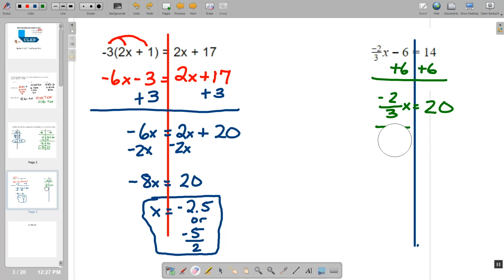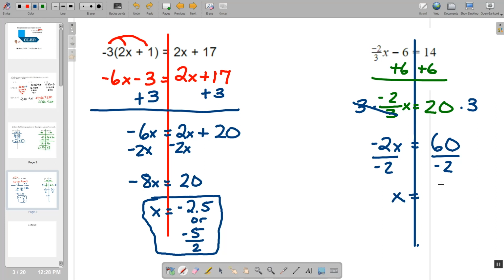However, if you are very uncomfortable with fractions, another way is you could multiply both sides by 3 to get rid of this denominator. I get -2x equals 60. And then from here, I can divide by -2. But never fear, no matter which method you pick, you will still get an answer of x is equal to -30.